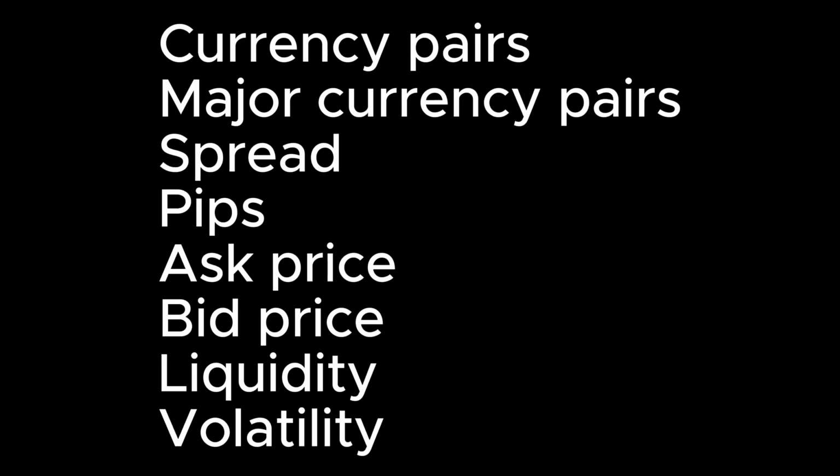So far in this video, I've spoken about the currency pairs. We've spoken about the major currency pairs, and we didn't really talk about the minor currency pairs because there's not too much time, but you can do your research on what the minor currency pairs are. After that, we talked about the spread, the pips, the ask and bid price, liquidity, and volatility. I want you to make time and do your research on these things that you have learned in this video today, and make sure you take notes and keep recording everything that you learn.